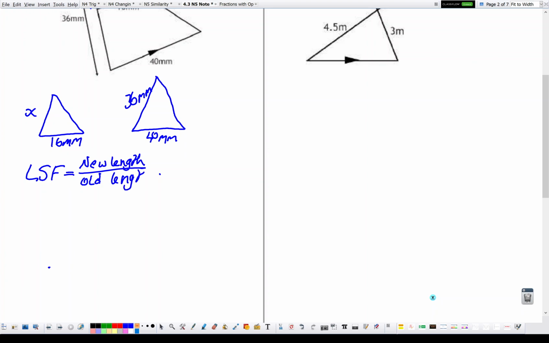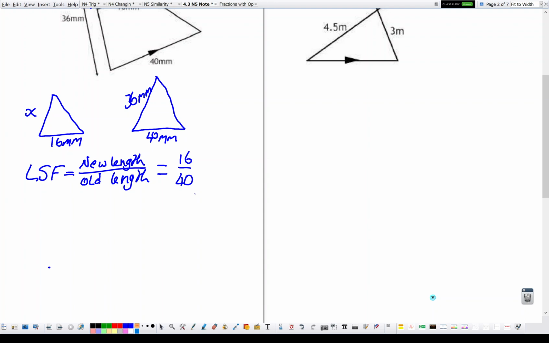By new, it just means whatever shape has the unknown in it. Okay, so the new length is going to be 16, the old length is going to be 40. Okay, you do have a calculator for this.